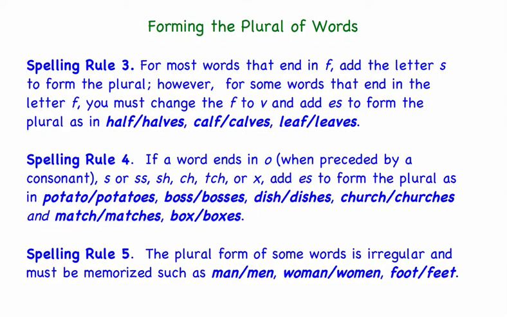And spelling rule 5 says that the plural form of some words is irregular and must be memorized, such as man, men, woman, women, foot, feet. So there is a whole category of irregular plural forms of words, and there's no way to learn this information except to memorize those words when you encounter them. So as we encounter those words in this dictation that's about to begin, I will point that out to you. We begin with row 1.